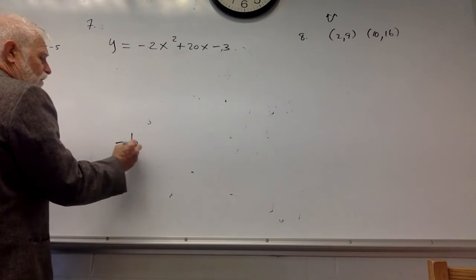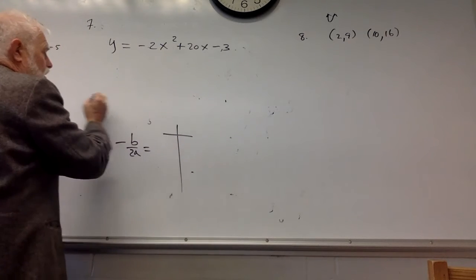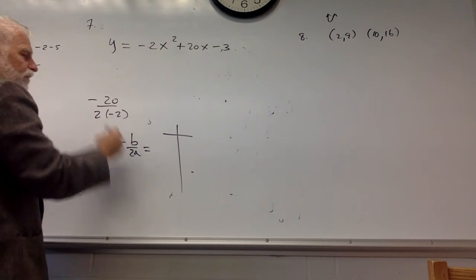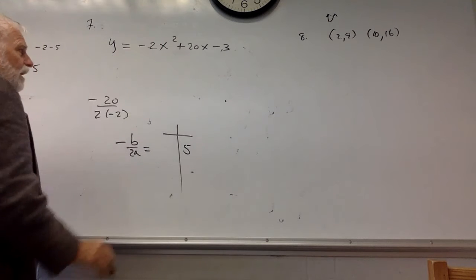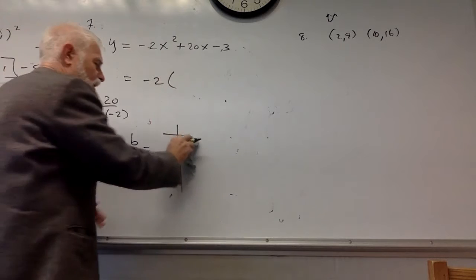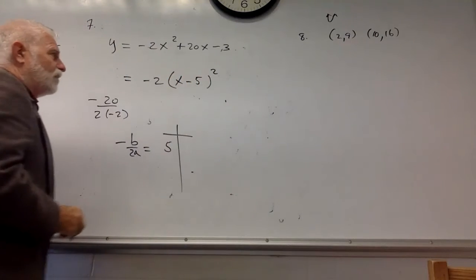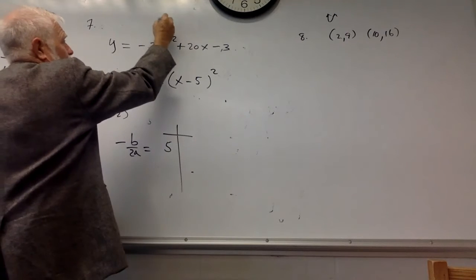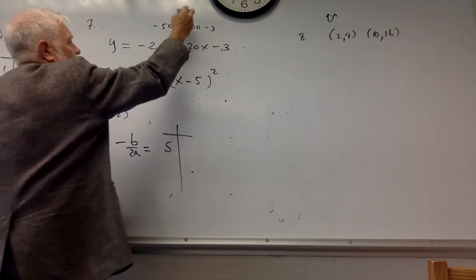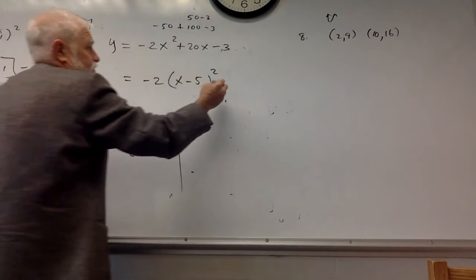So I need minus b over 2a. That's my x value. And in this case, it's minus 20 over 2 times negative 2. A negative into a negative is a positive, 4 into 20. Oh, we got the number 5 again. Okay, so how much of this do I have right now? I have minus 2, x minus 5 squared. That's what we have at the moment. Now we're going to drop a 5 in: minus 50 plus 100 minus 3. Minus 50 plus 100 is positive 50. Minus 3 is 47. Positive 47.